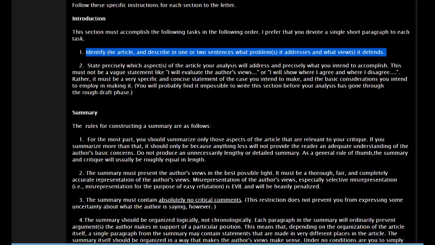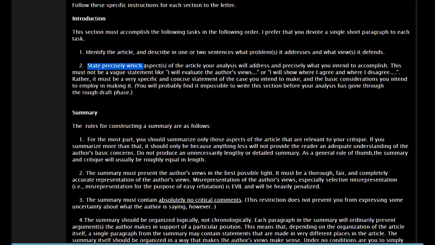the summary. Now, going back to the second part, what you're going to do is state precisely which aspects of the article you're going to address and precisely what you intend to accomplish. Now, this requirement is really difficult for people initially, and one reason is that they try to do this right away. They try to write the introduction first, and the reality is that you're going to be in your best possible position to write a good introduction, at least part 2, after you've pretty much finished the article, because then you can look back and say, well, what did I really accomplish here?